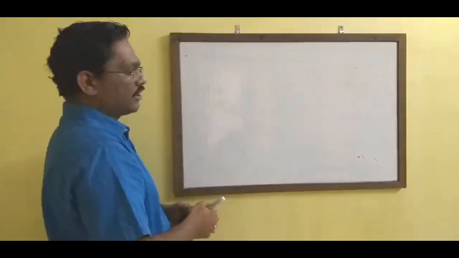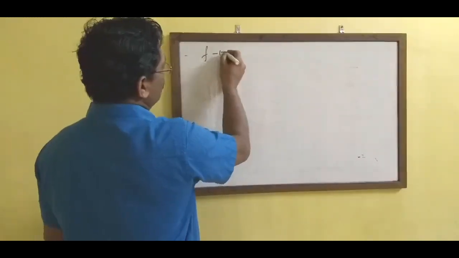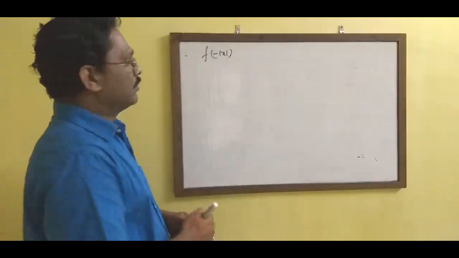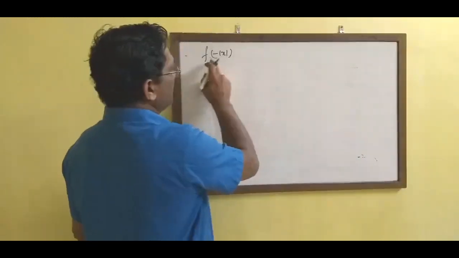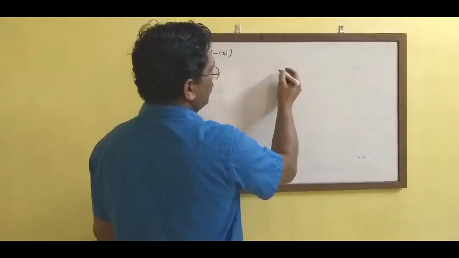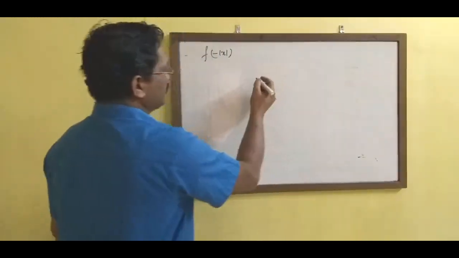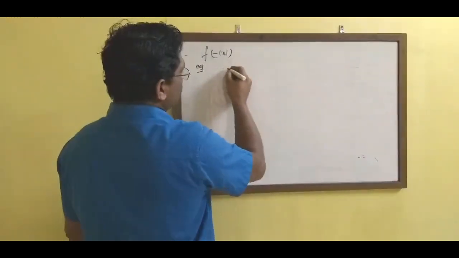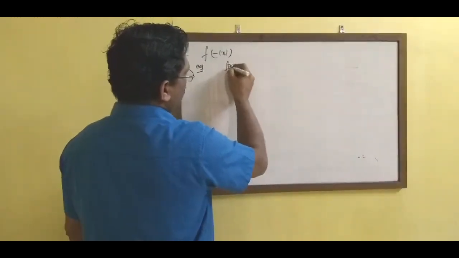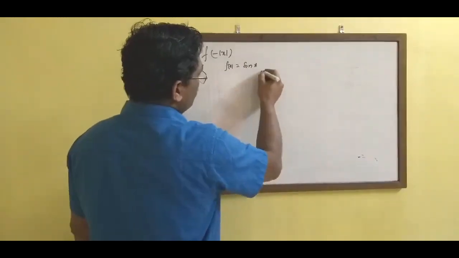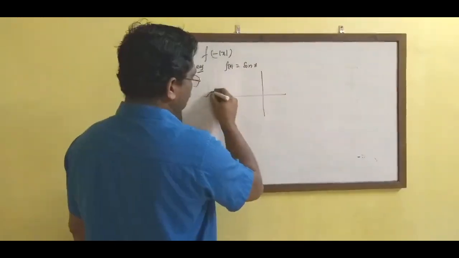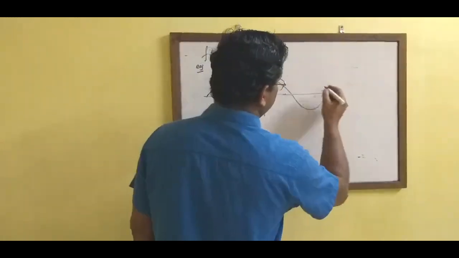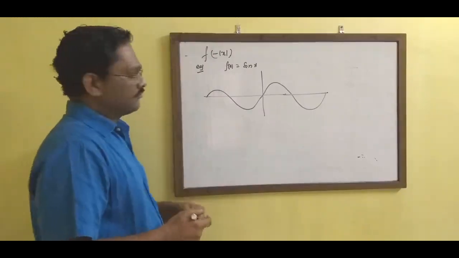Now, how do you draw the graph of f of minus mod x? For drawing the graph of f of minus mod x, you should consider the function's graph valid on the left hand side of the x-axis. Let me explain this with an example. Again, I will take the example of sine x. Sine x has a graph like this. This kind of graph is valid for sine x.